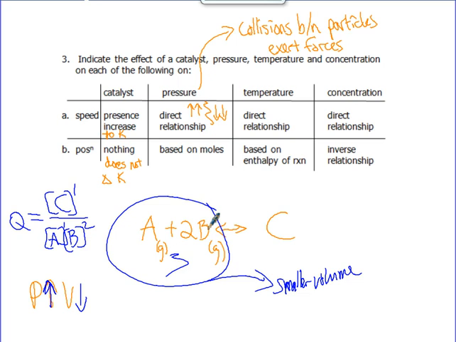However, if it's already at equilibrium, how would it shift? Depends on if it's endo or exothermic. So however it shifts for endothermic, it would be the exact opposite for exothermic. So let's take our example here and say that this reaction had an enthalpy of negative 20 kilojoules per mole. That means, since it's negative, it is exothermic. It gives away heat.